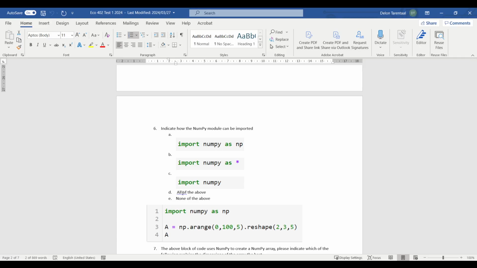No, sorry, it can be D. Sorry, my bad. If I have none of the above, then it can be D. But if I have all of the above, then obviously it can't be E, because E can't be all of the above and none of the above at the same time.